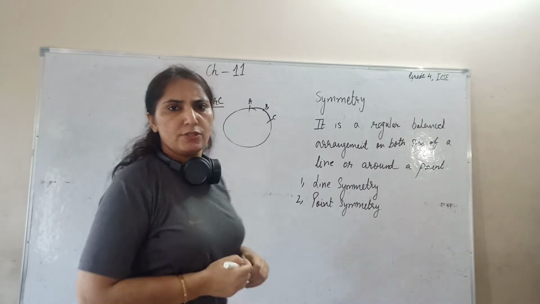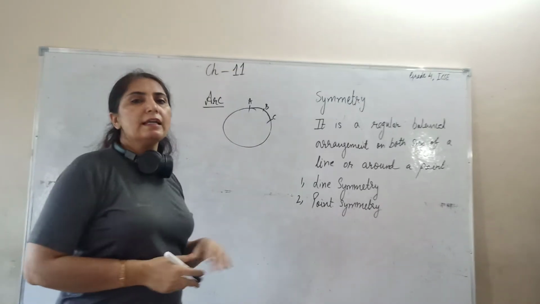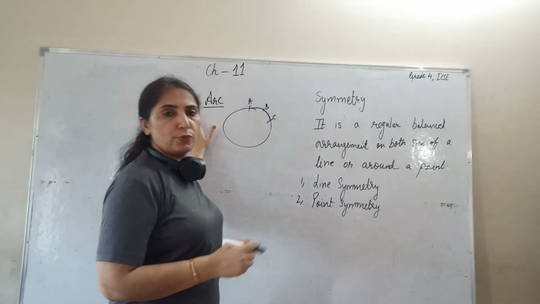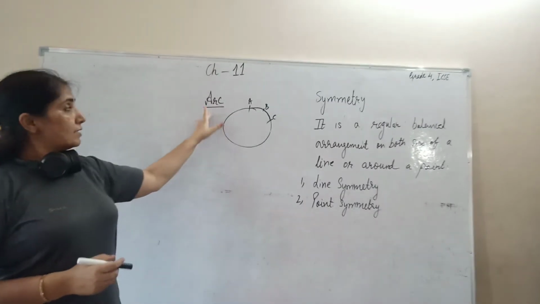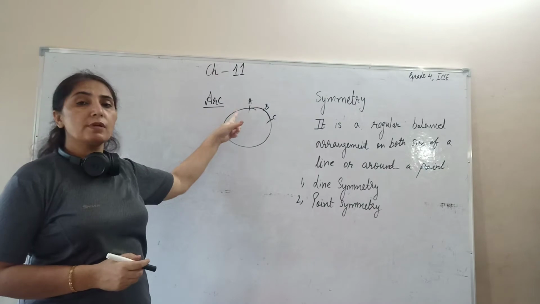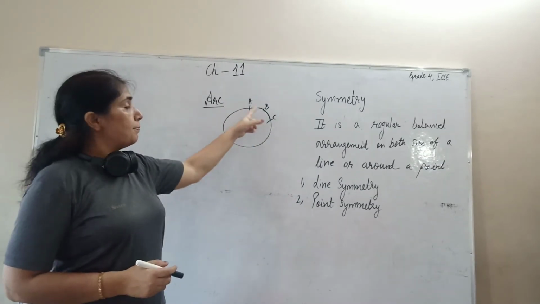Hello children, today we will continue with chapter 11. We were doing elements of circle. One element of circle which we are going to discuss today is arc. As you can see, in a circle on the circular boundary, I have marked 3 points A, B and C.